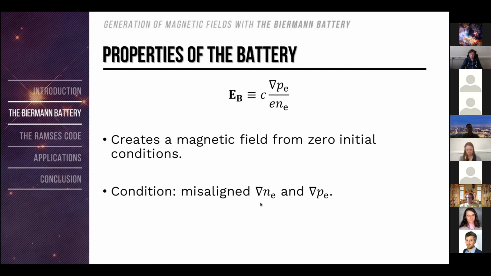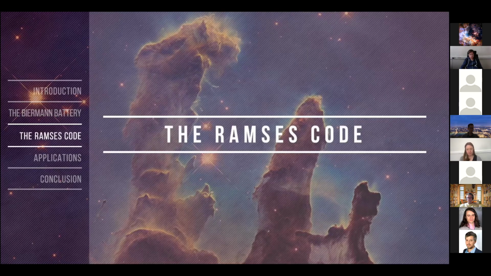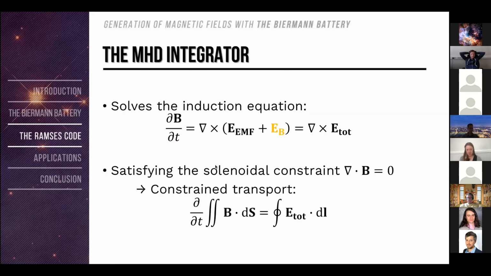That's why the Biermann battery has grown in popularity over the last decades, and it has been successfully invoked in several cases of magnetogenesis during the reionization era, which is an epoch of choice because it hosts that kind of misalignment between the electron density and pressure profiles. And so this is how we ended up adding the Biermann battery to the whole arsenal of mechanisms implemented in the RAMSES code. I'll briefly describe how the implementation was performed.